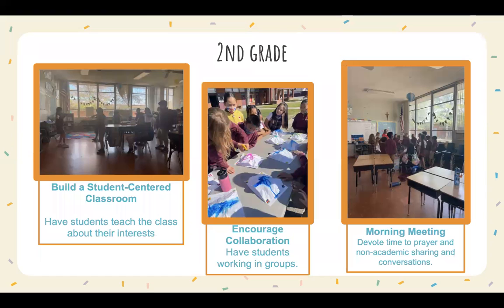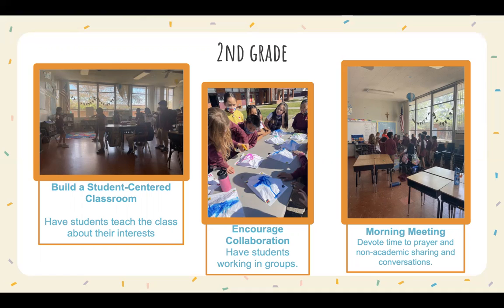So now we're going to share a little bit about practical applications, things that you can establish in the first weeks of school or later on to foster these positive teacher-student relationships. So we're going to go through each of our grade levels. We have a second grade, a third grade, fourth grade, and fifth grade teacher. And we're going to talk about the practices that we used in our classrooms that were effective and how they were used to build these strong relationships.